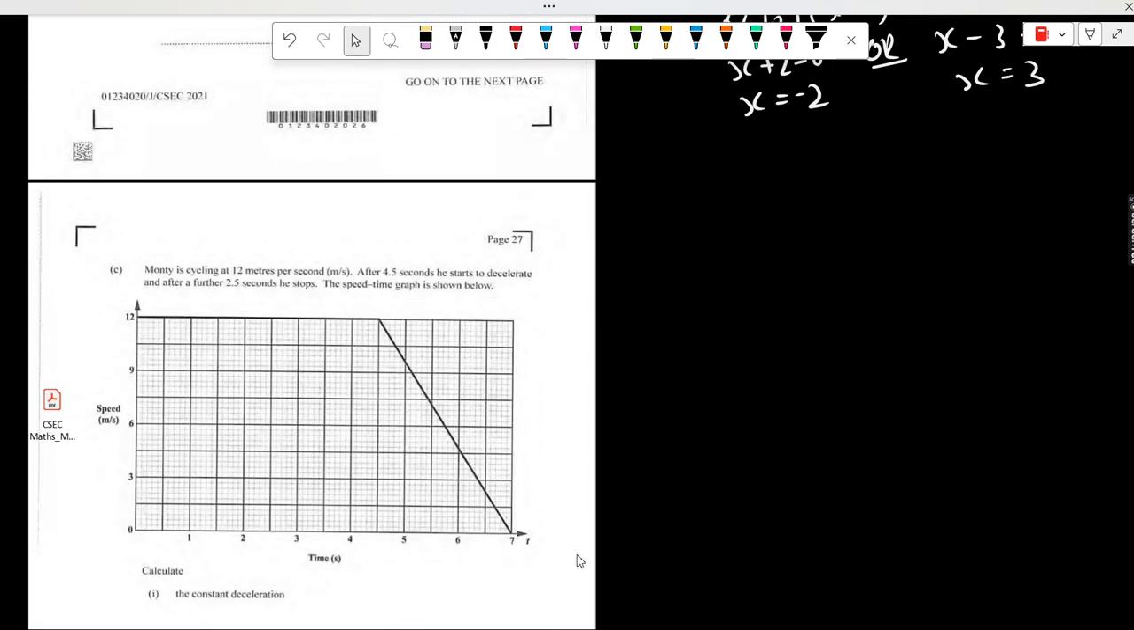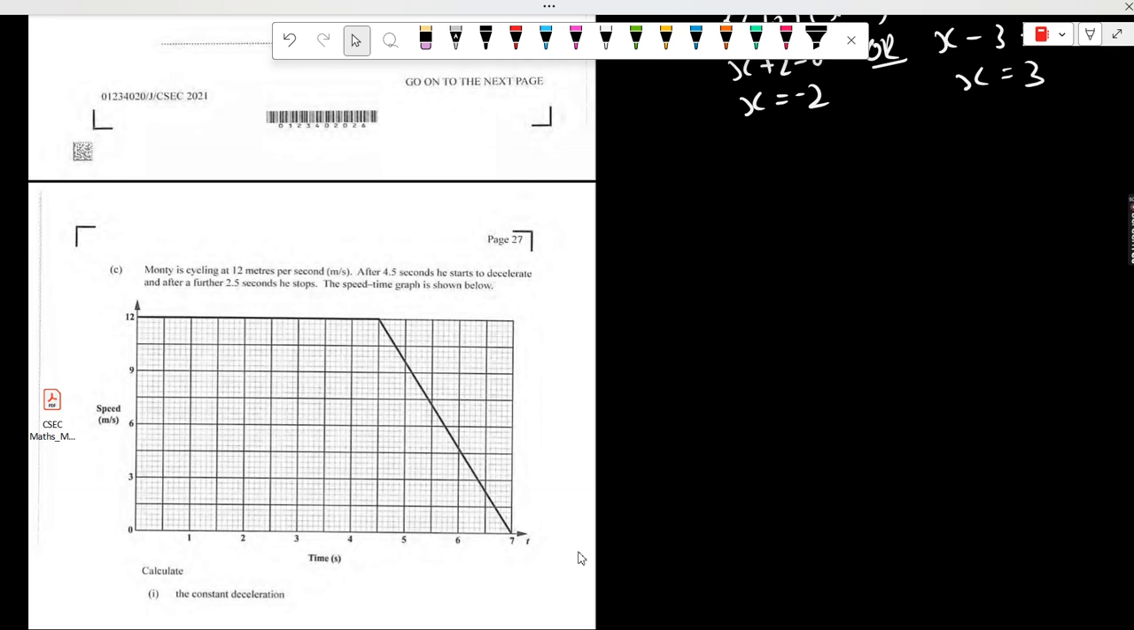Now, part C has to do with what we call a speed-time graph. Does any of you do physics by chance? I do, sir. Yes, sir. Come on, you do physics. Renako, you do physics? Yes, sir. All right. What about you, Camelia? No, sir. Okay.